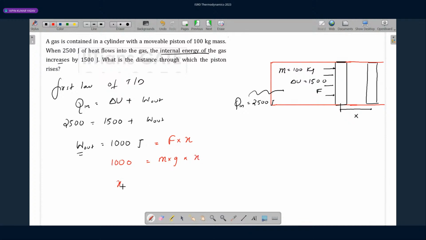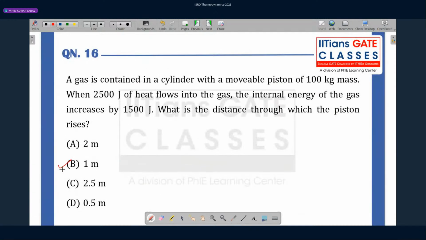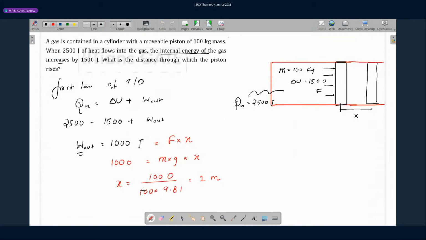Now I need to find the distance or displacement. m is how much? 100 kg into 9.81. So this is basically almost 1 meter, almost 1 meter. Okay. So 1 meter is the correct answer. B is the correct answer. Okay, because you see, this will cut and this is 10, this is 9.81. So it is almost 1 meter. Got it?